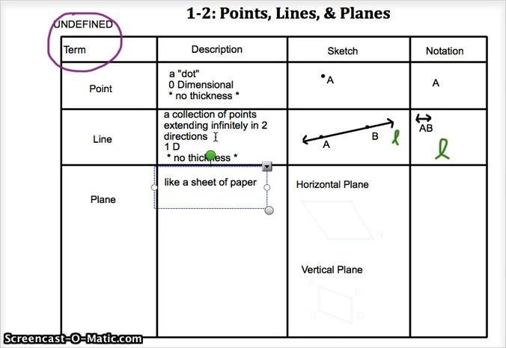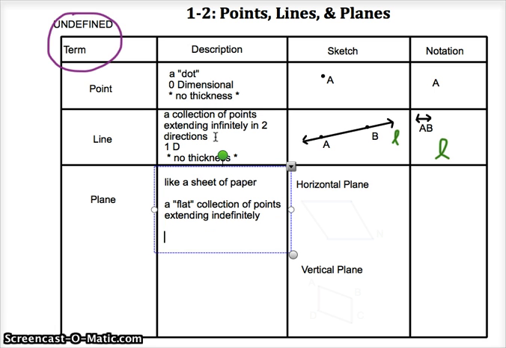You can think of it as being a flat collection of points extending indefinitely. Another word for infinitely, indefinitely. Planes are actually 2-dimensional, and again, take a wild guess as to their thickness. They're made up of points. If points have no thickness, planes have no thickness.